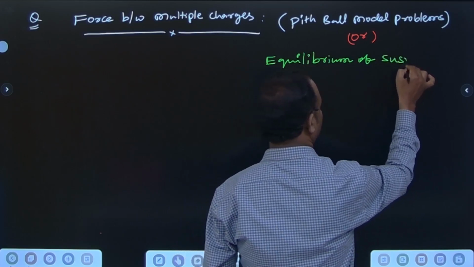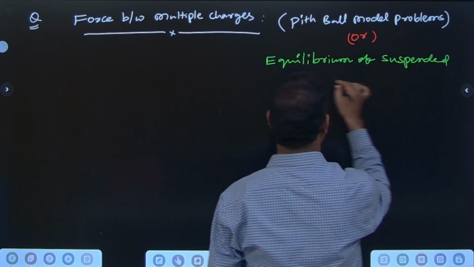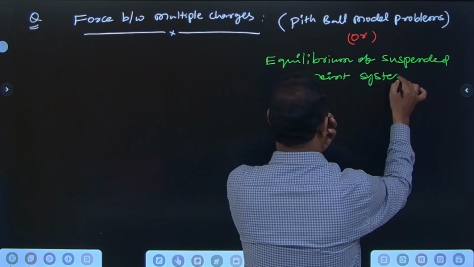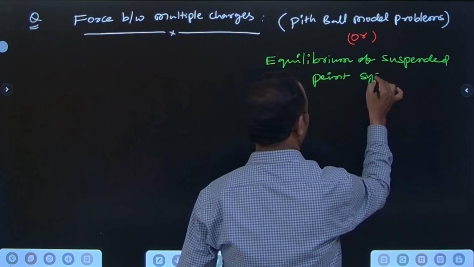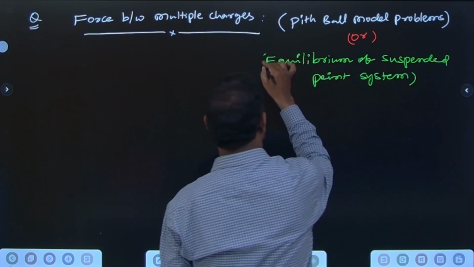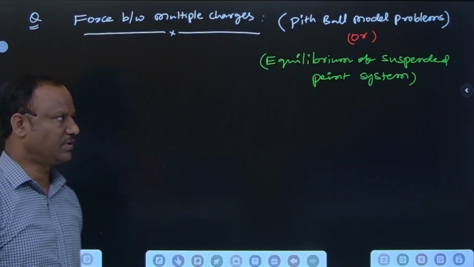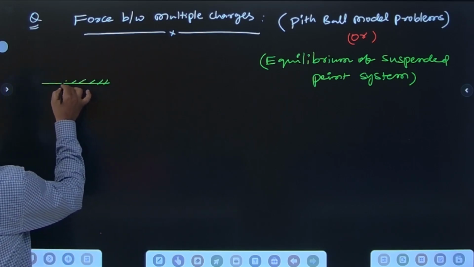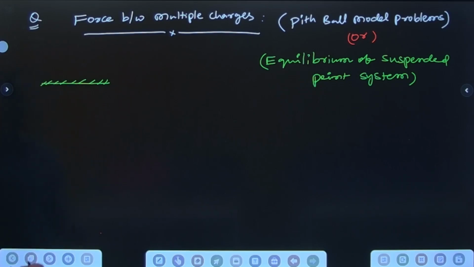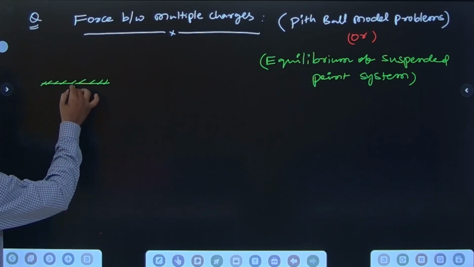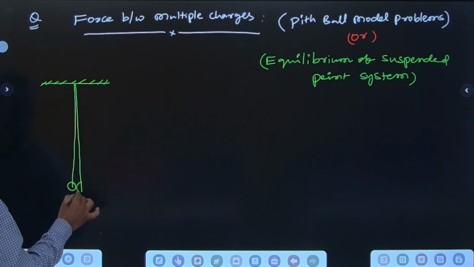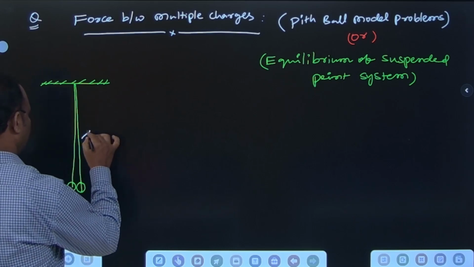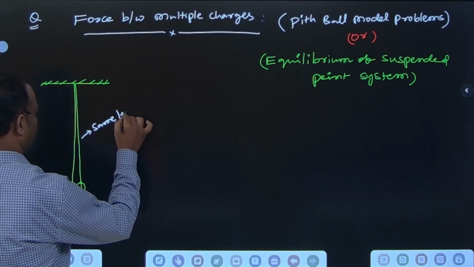Suspended point system. Point systems like this are also models. I'm giving the very first case. Here is a fixed support, and two balls are suspended. These are two balls with strings of the same length.